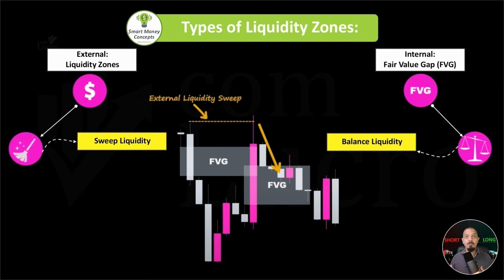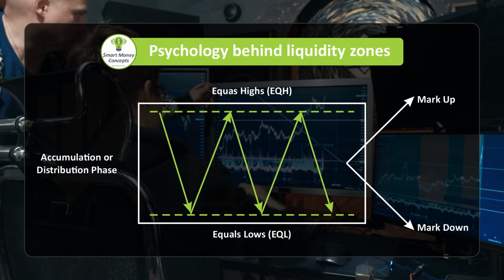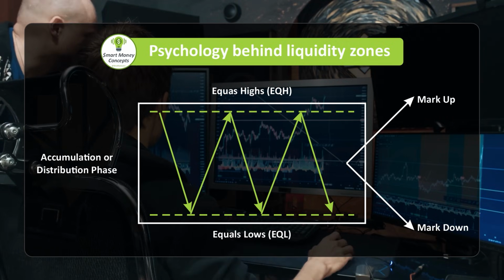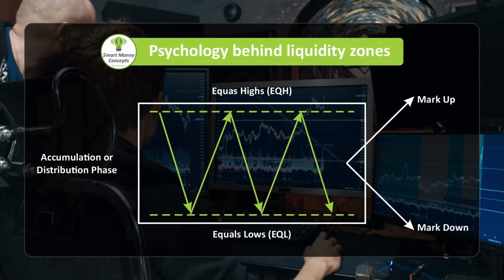In practice, price tends to move between buy-side and sell-side liquidity, seeking these clusters of orders to generate movement and volatility. Recognizing how liquidity flows between these zones helps traders anticipate where price might react and refine their entries, exits, and overall strategy. To understand this behavior more deeply, let's explore the psychology behind liquidity zones.